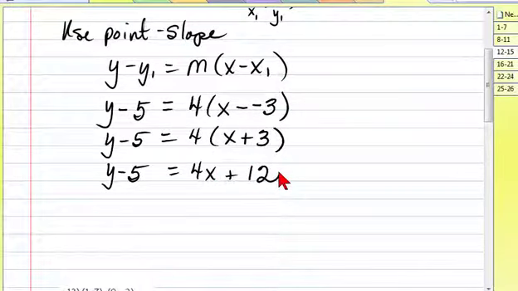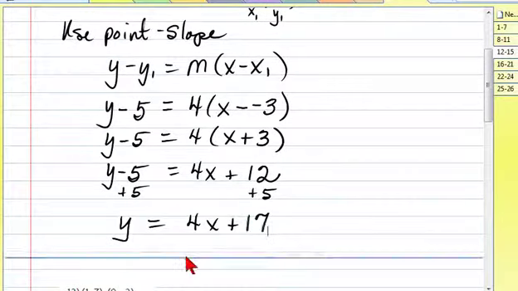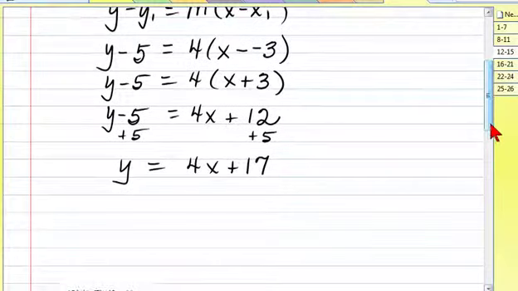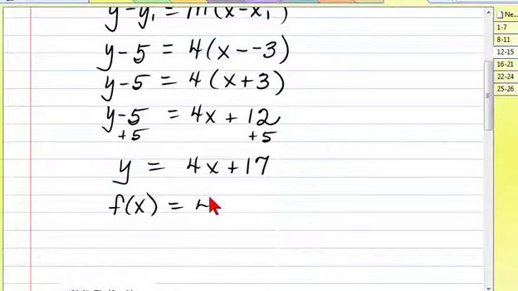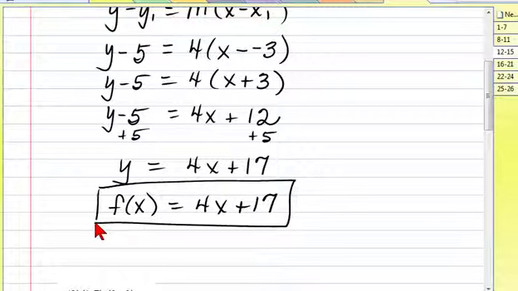I am solving this for y. The instructions say to write it as a function, in function notation. I'll do that at the very end. Add 5, so I get y is equal to 4x plus 17. By the instructions, I really should say f of x is 4x plus 17. That is function notation. Y equals is in the right form, but it's not function notation.